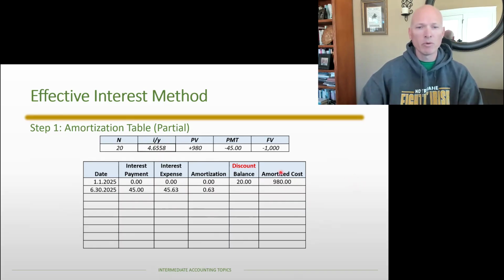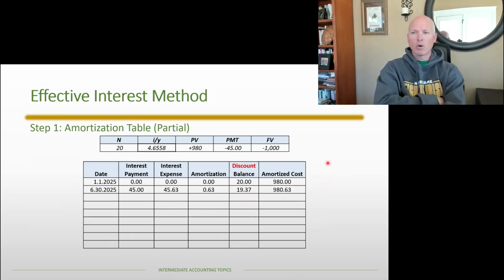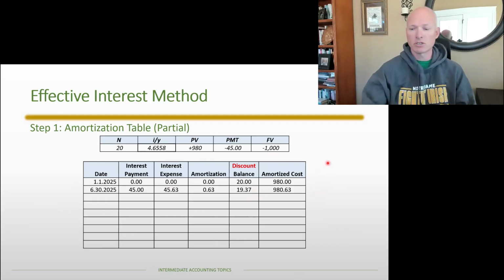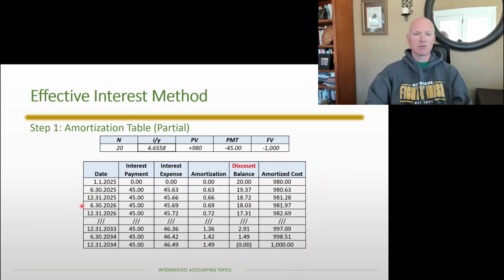And of course, what we are doing when we amortize is we are reducing the discount balance. And so the updated balance in the discount is $19.37. And again, now the amortized cost is $1,000 minus that new discount balance. And so the amortized cost increases. And so over time, the amortized cost will continue to increase with every single interest payment until by the end, it will end up at the par value. And again, we just do that same math over and over again. I skipped a bunch of years in between, obviously, but we're going to end up at that par value.